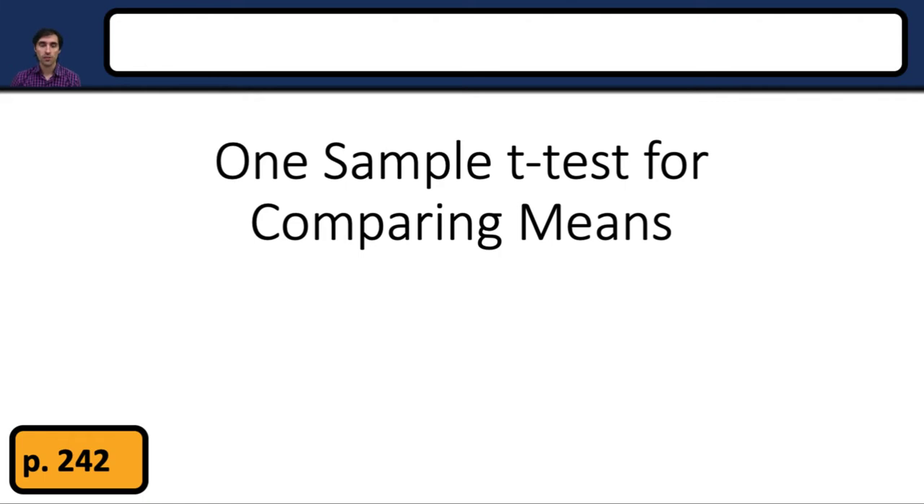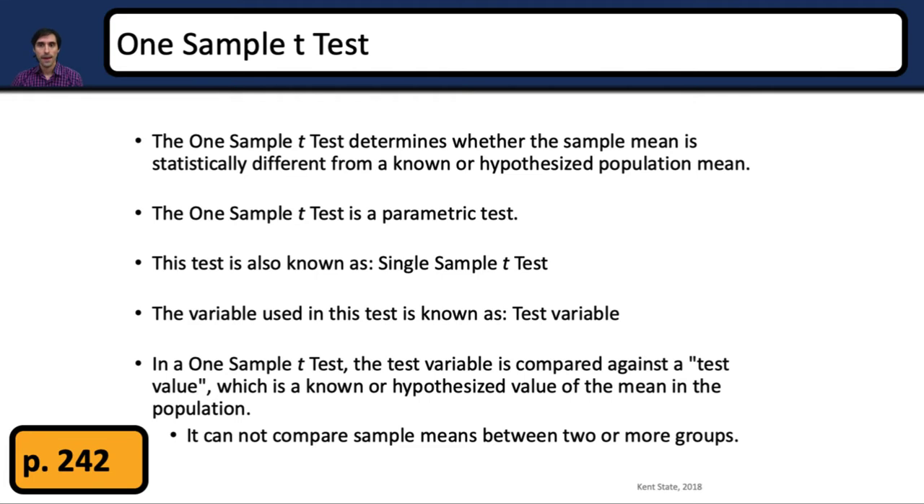So we're going to start off practicing with the one sample t-test for comparing means. The one sample t-test determines whether the sample mean is statistically different from a known or hypothesized population mean. We're going with that mu there. The one sample t-test is a parametric test, and it's also known as a simple or a single sample t-test. And the variable that's used for the test is known as the test variable. And we'll see this also in SPSS.